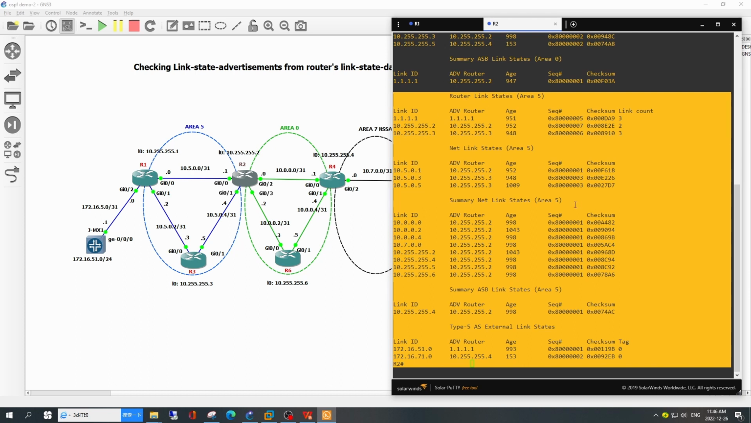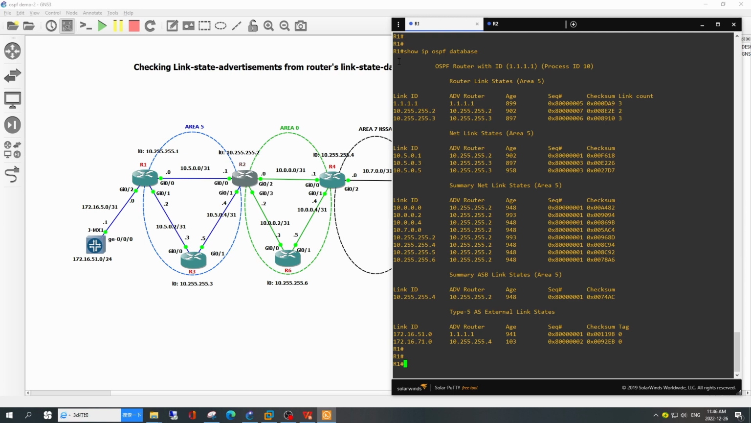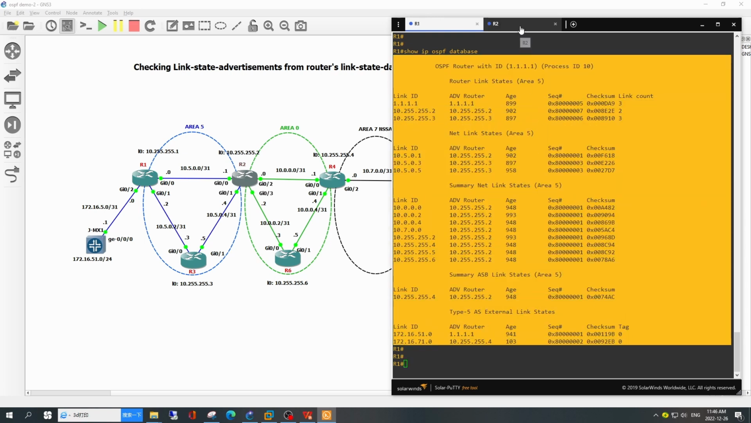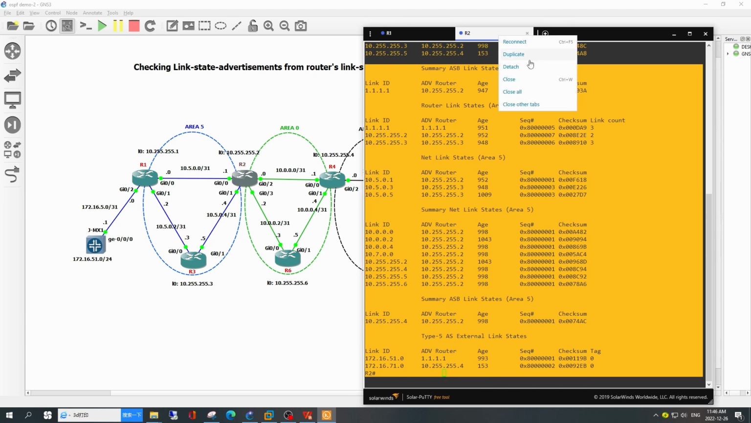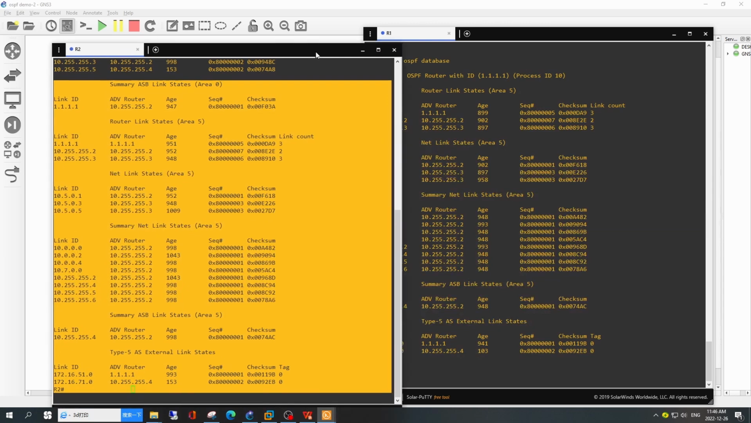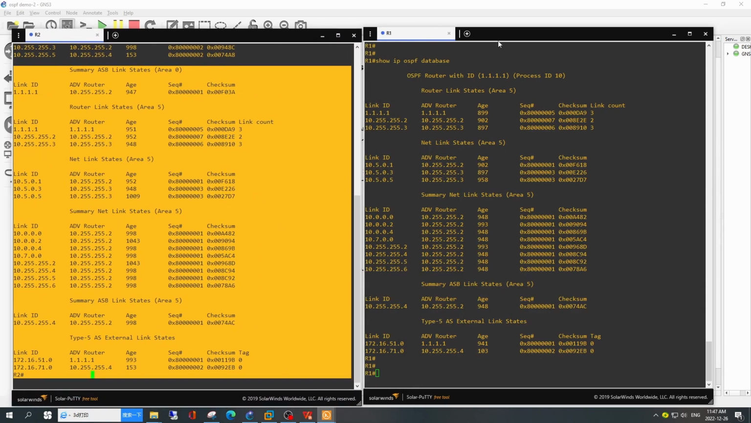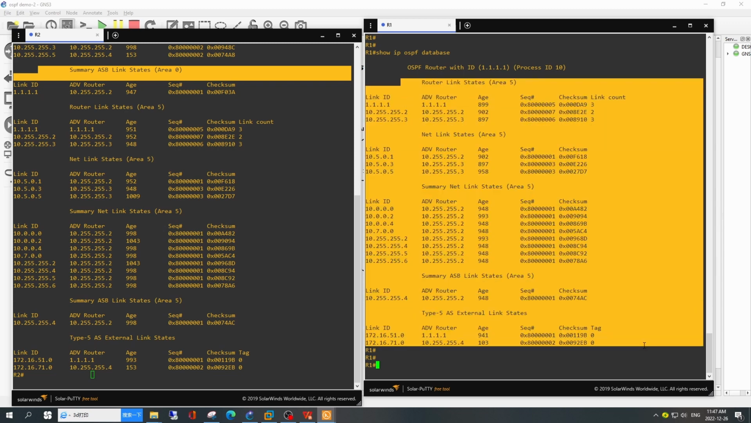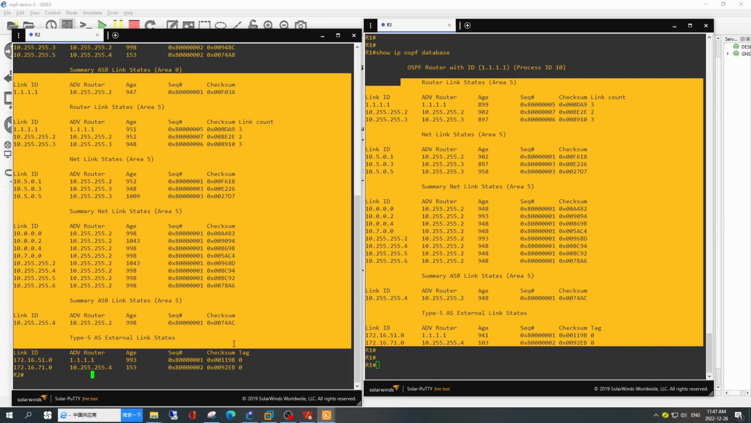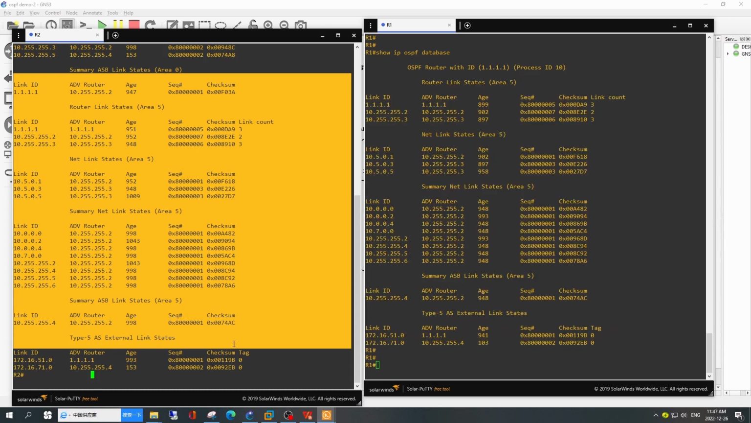Compare one thing I just mentioned here. Compare area 5's link database with R1's area 5 link database. Let me detach it to see. You see here, there's a database here, and the database on the other side is identical. That means the link database regarding the same area should be synchronized, should be exactly the same. So I just want to show you that.